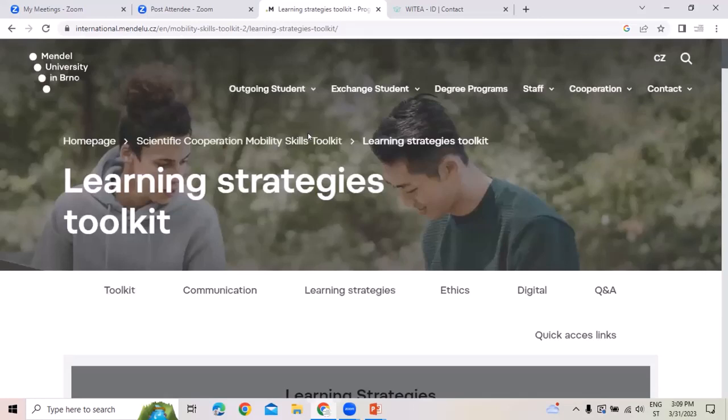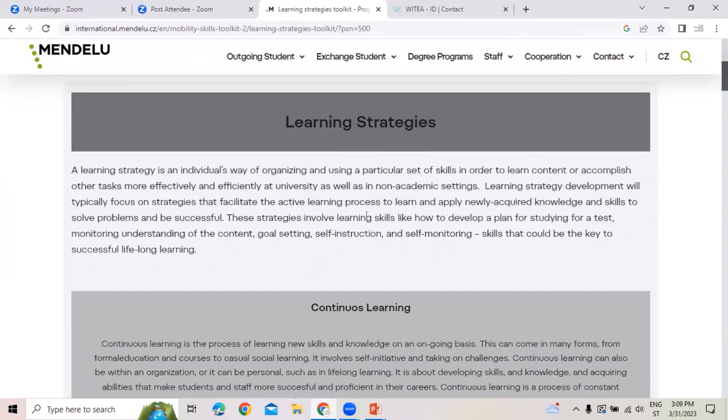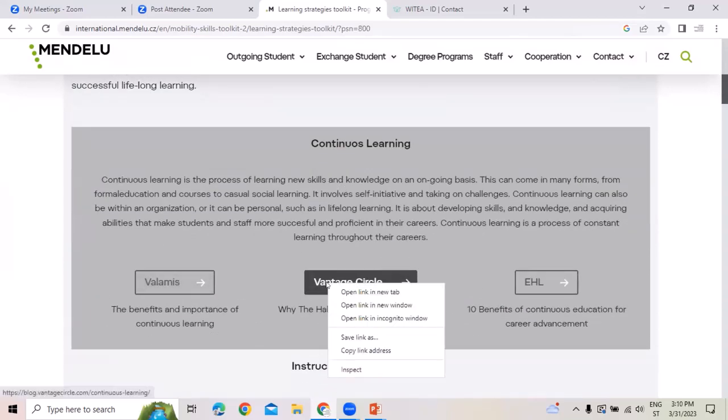All right. If you now go to this aspect of the toolkit, let's pretend I'm just a student. I'm just curious, nothing more. I'm not planning on the mobility. I don't even know what the mobility is. Then I can go through this and see learning strategies. What is this?